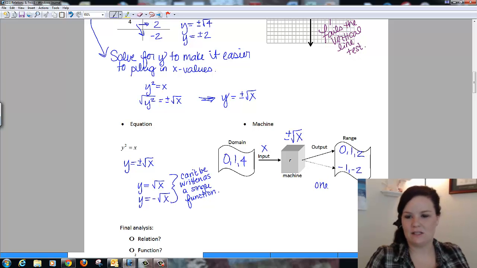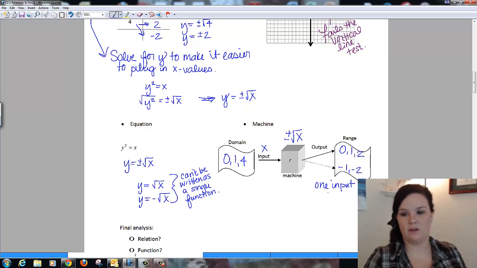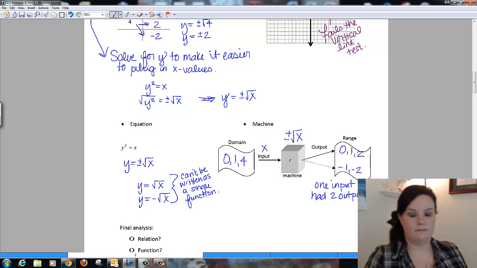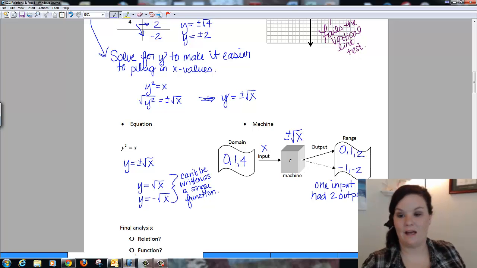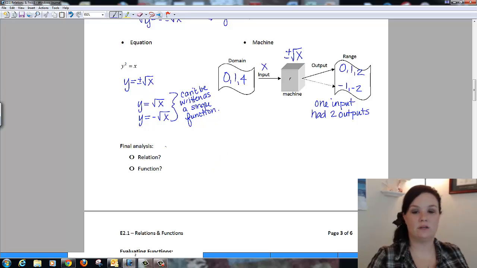Okay, so let's just write it as one input value. So specifically like 4. Okay, 4 was an input value, and this one input value had 2 outputs. Okay, and we can't have 2 outputs. So when we go down here for our final analysis, we're going to have to conclude that this one is a relation, and it's a relation for several reasons.